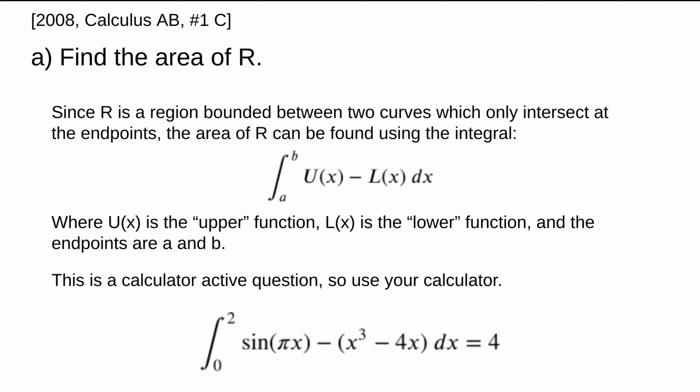we can find that integral as the integral from 0 to 2 of sine of pi x minus the group x cubed minus 4x. Don't forget to either account for the fact that that is a group or change that 4x into plus. When you have double subtraction there, you got to watch out. And then use your calculator to find the area. The area is 4.